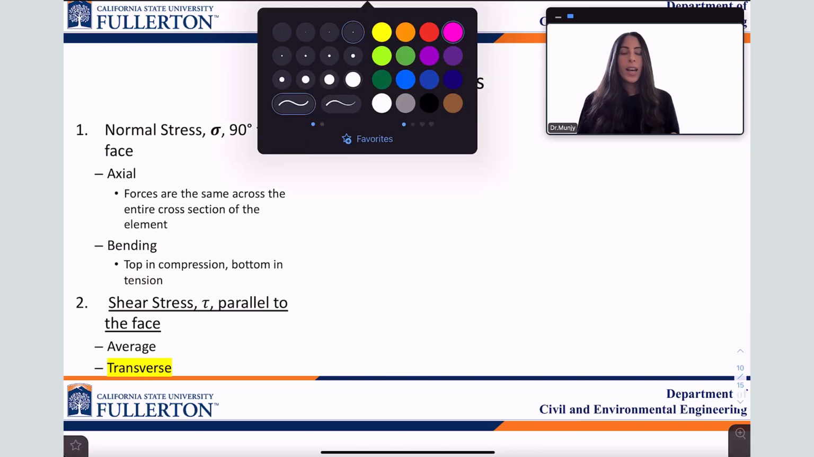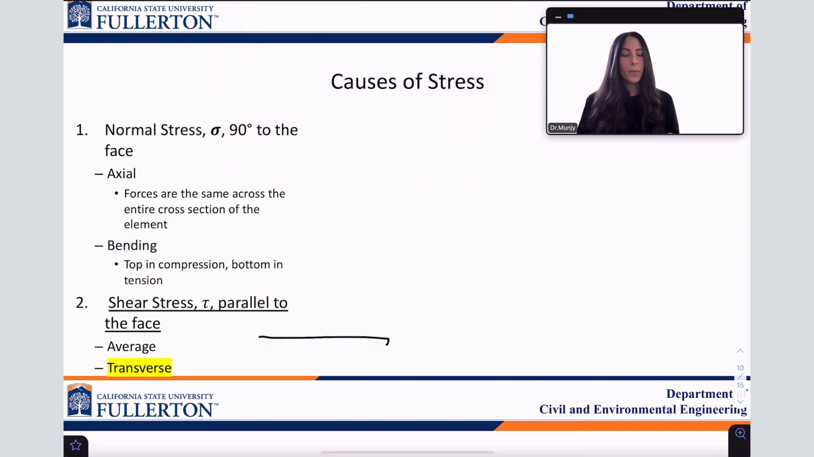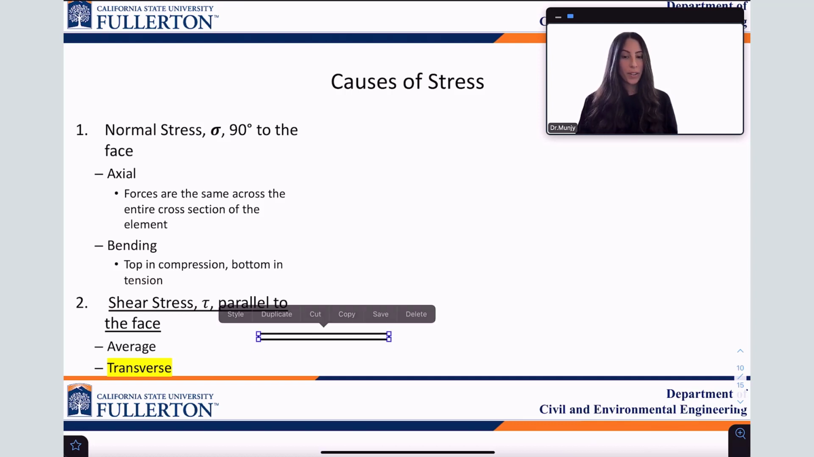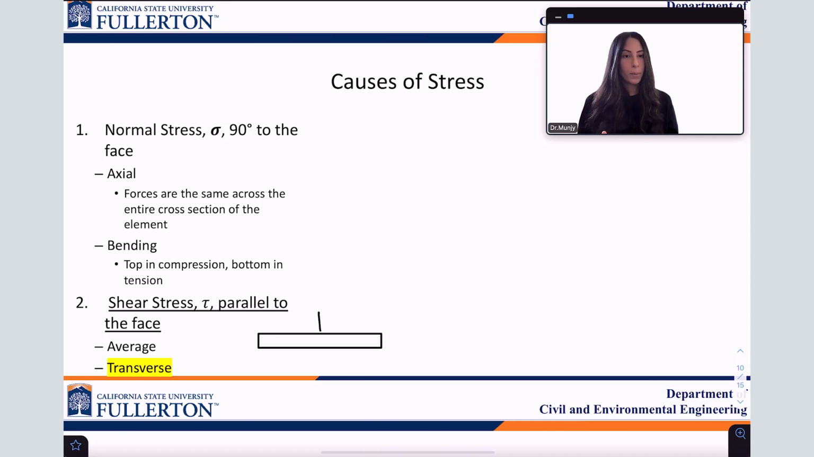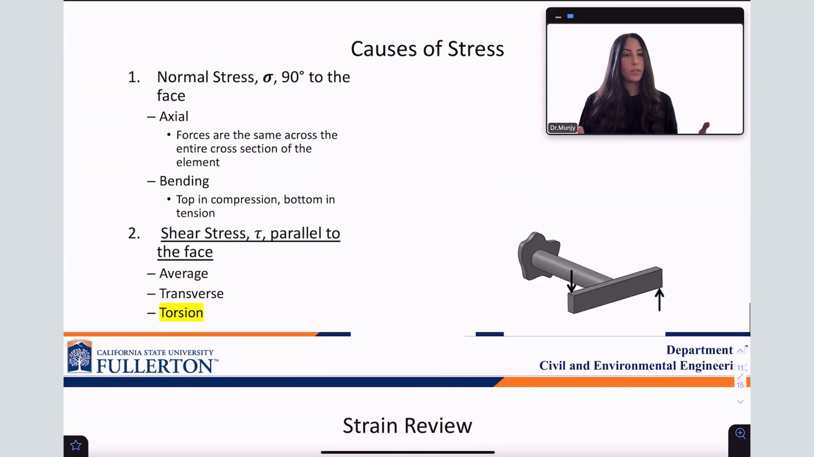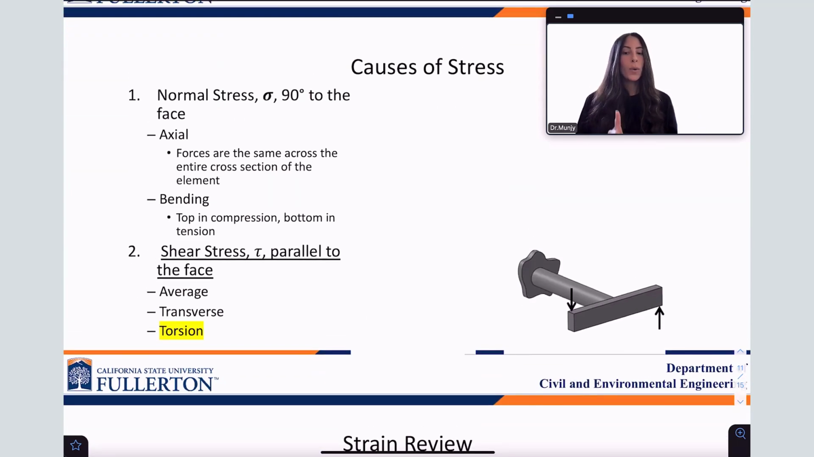Okay, the next type of shear stress we're going to go over is called transverse. Again, I'm going to draw this bar element for you, and this is when we have a force on top of that bar element perpendicular to the bar element, right? This also causes transverse shear stress to occur in the member. Okay, I'm going to draw a little square there for you to show you where that occurs, but basically those are the types of shear stress we have, and we have the last one, which is due to torsion.